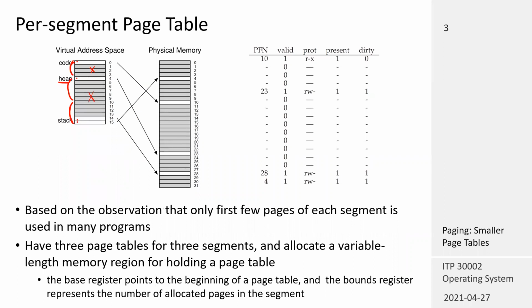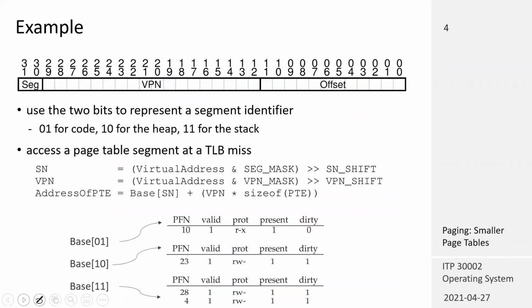So why does it matter? If it is naively represented in a page table, it will be something like this. And what you can see here is that most of the page table is just wasted for marking that these pages are not in use. But what if we divide that into 3 pieces and give an independent page table for each one? Then what we can have is something like this.